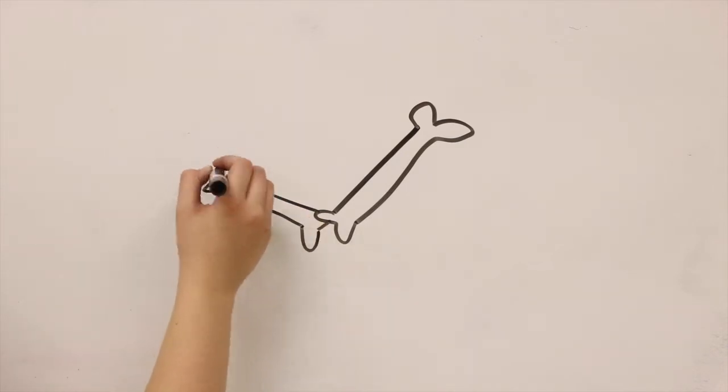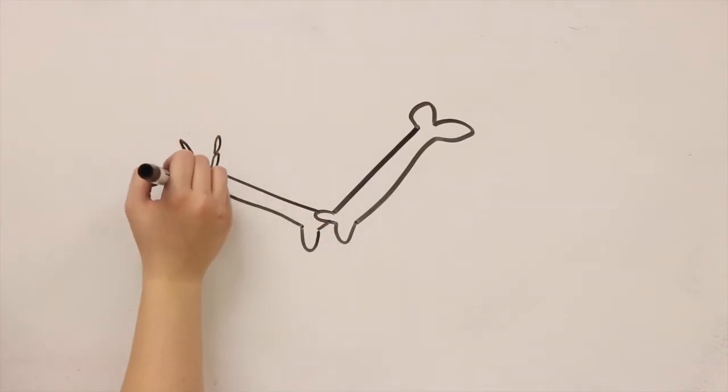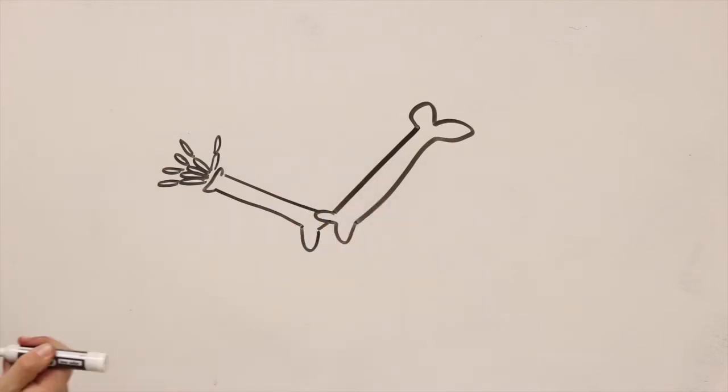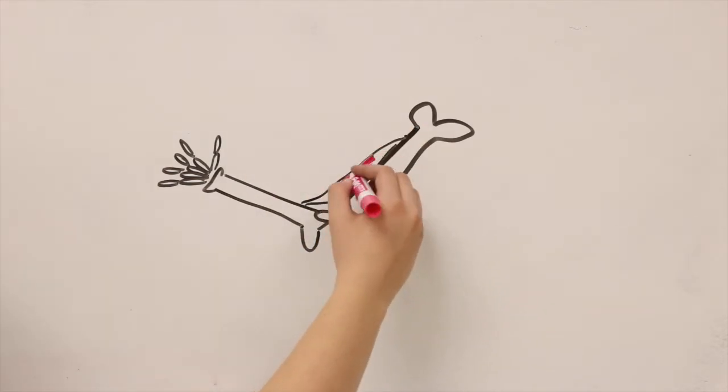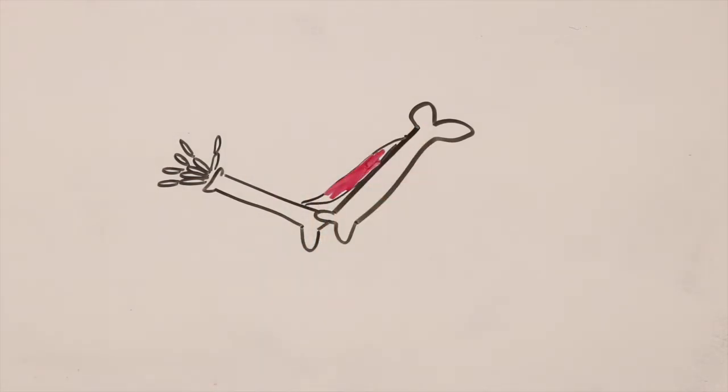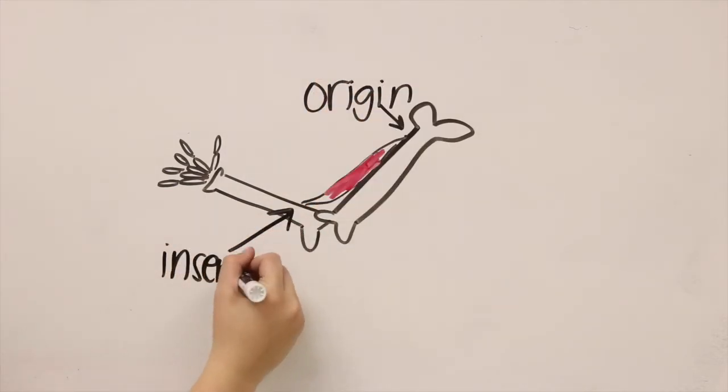In order for a skeletal muscle to be considered skeletal, it has to be connected to two different bones. The origin of a muscle is on a stationary bone, and the insertion of a muscle is on the bone that moves.